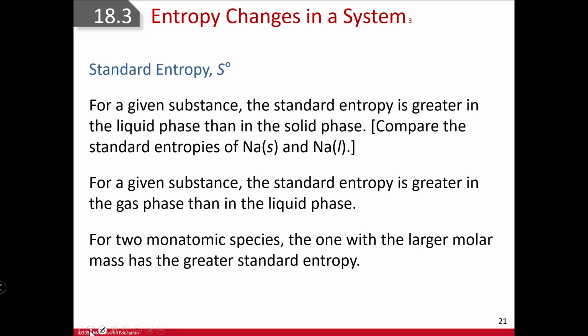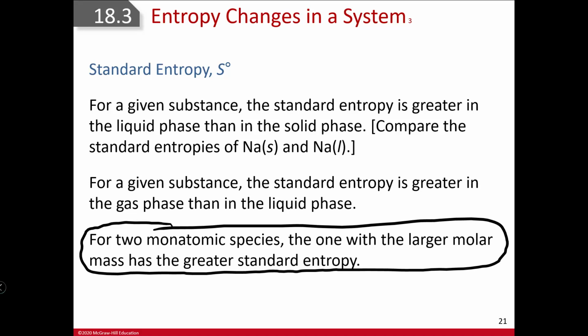So here's the one I want to stress on this. This is the most missed part of determining entropy. Right here: for 2 monoatomic species, the one with the larger molar mass has the greatest entropy. Make sure you know that one. That's the most missed. So again, that's why neon has a greater entropy than helium.